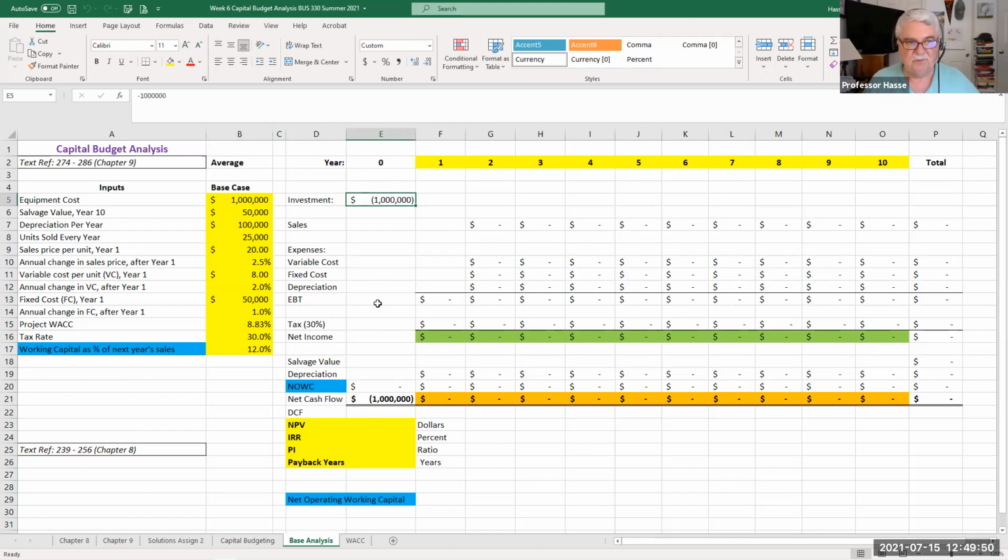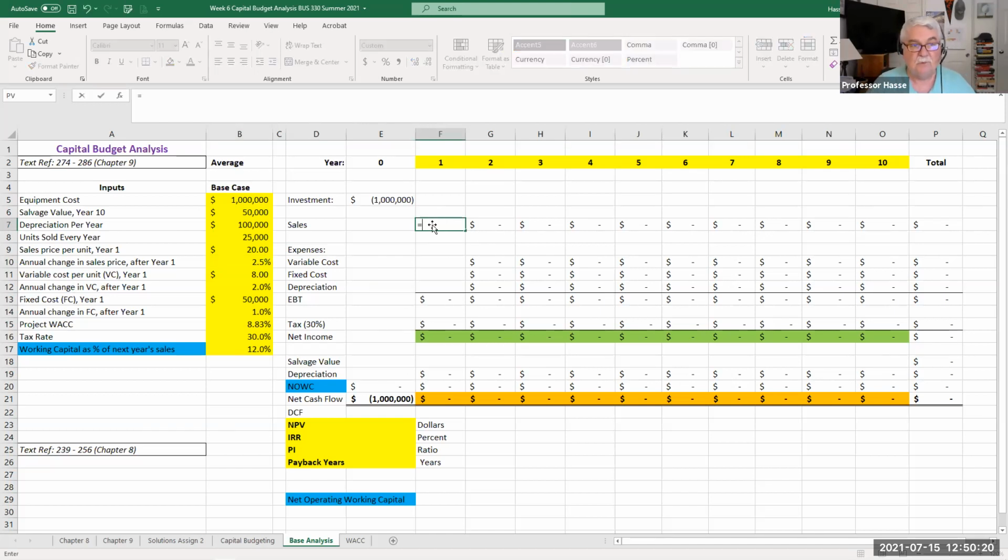It's going to generate 25,000 units a year in sales at a selling price of $20 a unit every year. And then after year 1, it's going to be inflated at 2.5%. In other words, we're going to increase the selling price of this product 2.5% every year after year 1 to take into account inflation.